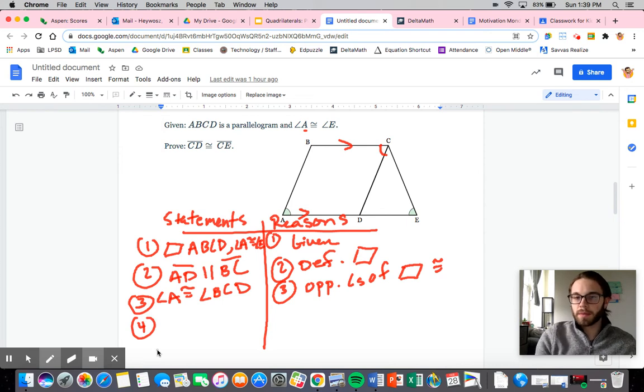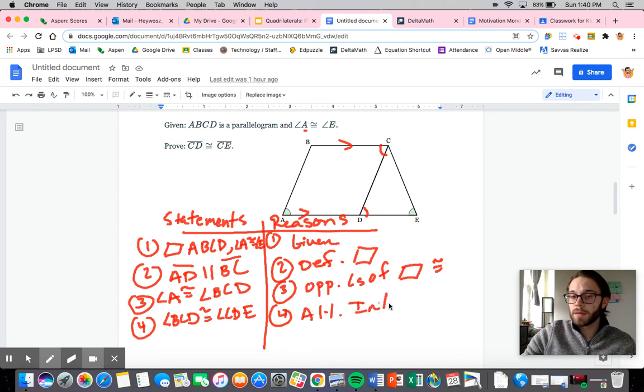Okay, well, how did that help me? Well, I know that these two are congruent. And I know that these are parallel. So this is a transversal. So what do I know about this angle and this angle? They're alternate interior. Okay. So that would mean angle BCD is congruent to angle CDE. And why is that true? Those are alternate interior angles.